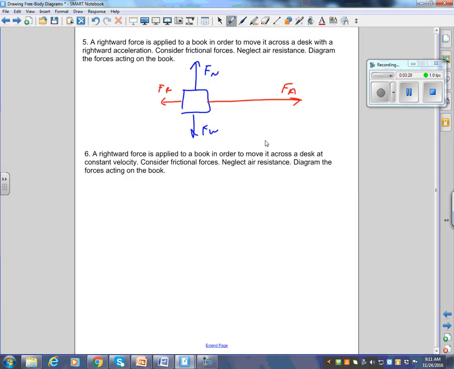A rightward force is applied to a book in order to move it across the desk at a constant velocity. So, in fact, it's going to be exactly the same, just the applied force is now the same as the friction. Do the up and downs have to match the left rights? Not necessarily, just each other, right? FF is exactly the same as this. We've got friction force, this is an applied force here. Pretty straightforward.